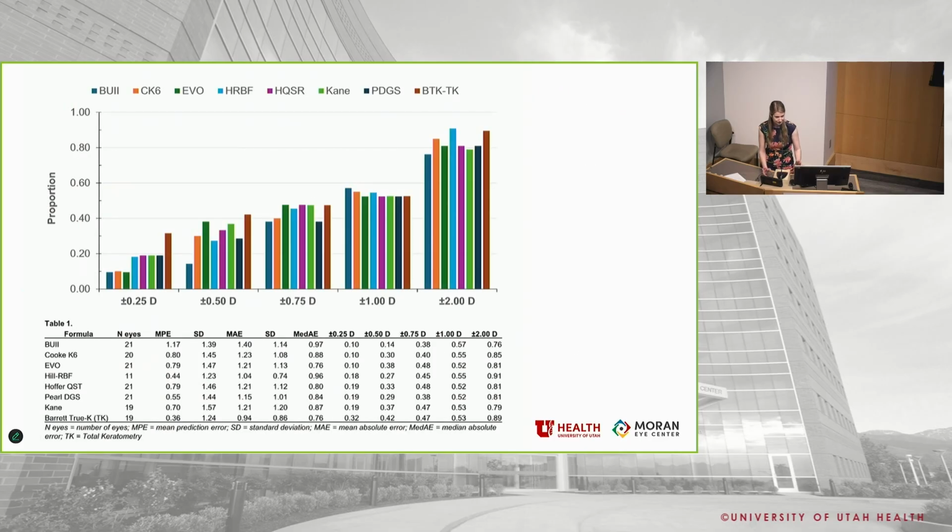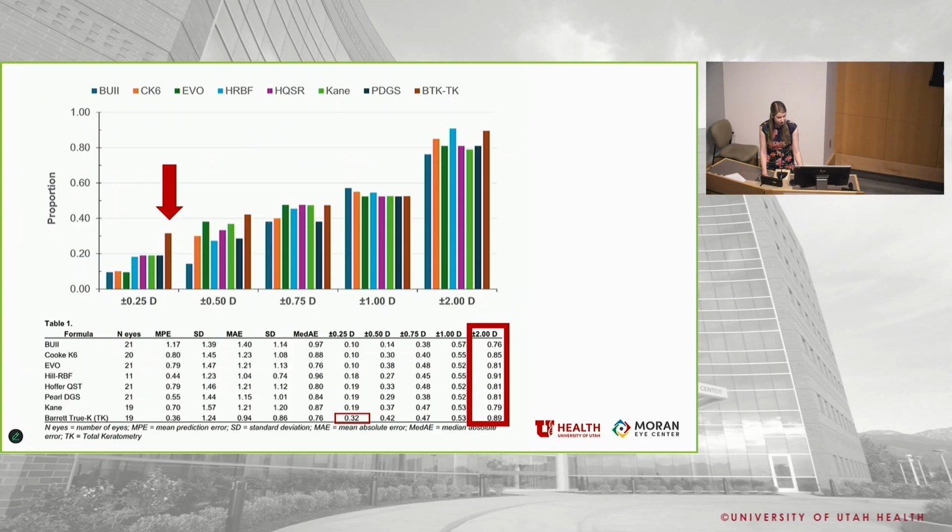All right, so this is the busiest slide. And I do just want to point to a few different things. I have a couple arrows. I know the colors are a little hard to see, but the BTK-TK formula is that brownish color that I'm pointing to. And you can see I'm looking at the proportion of eyes that are within a quarter of a diopter. And the first thing you can probably see is that all of them are pretty low, all of the formulas. And the BTK-TK has the highest proportion, which is 0.32. Which is still not great.